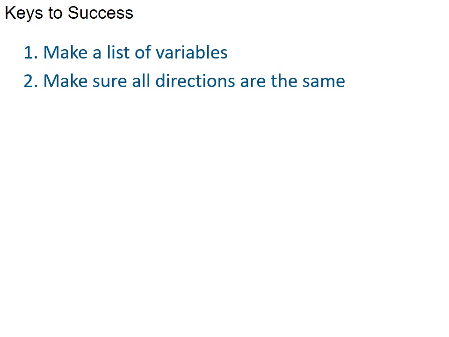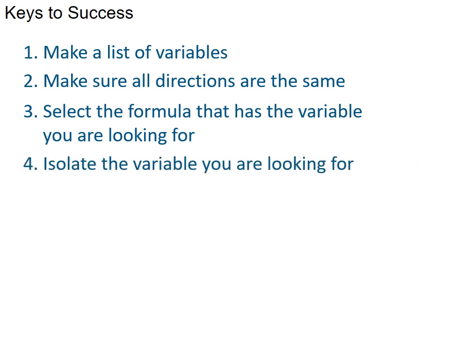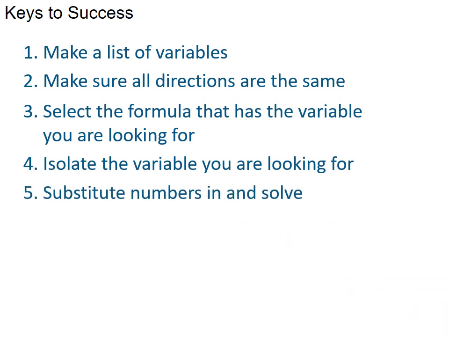Welcome to Mr. Sklar's Keys to Success. Number 1, make a list of variables. Number 2, make sure all directions are the same. Number 3, select the formula that has the variable you are looking for. Number 4, isolate the variable you are looking for. And then 5, substitute numbers in and solve. Do not skip these steps. If you do, it may spell complete disaster.